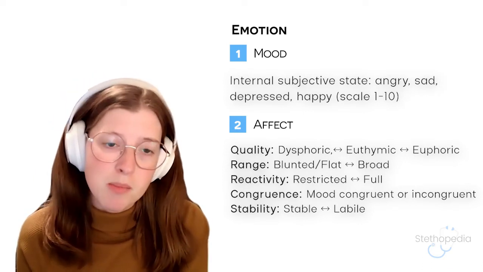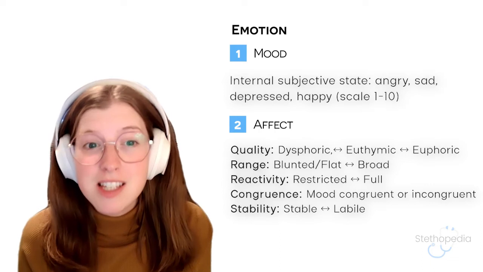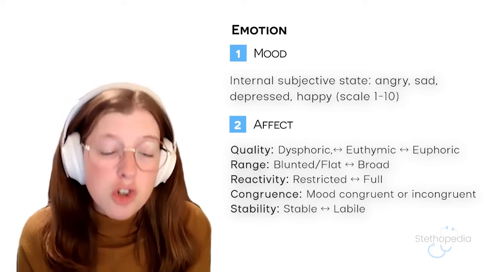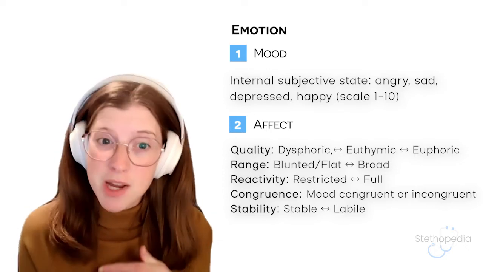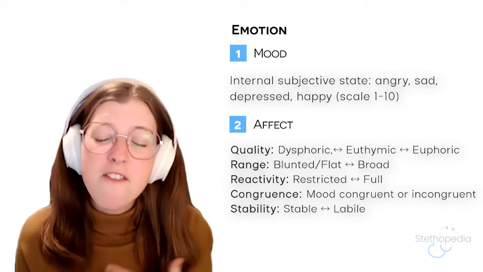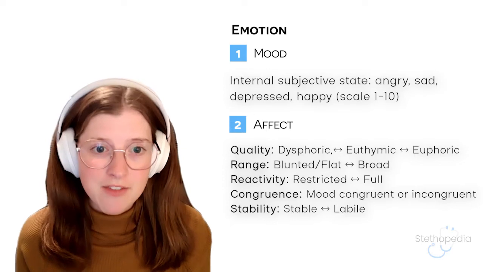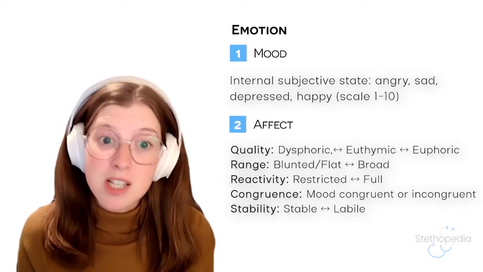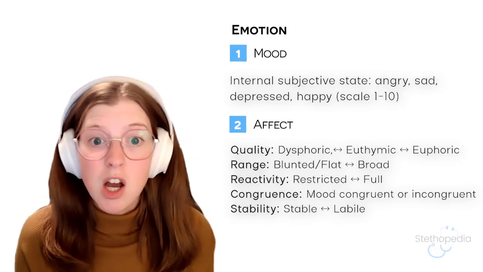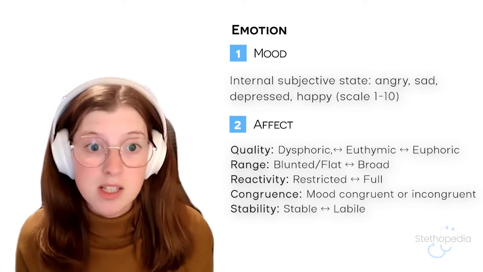The second part of emotion is affect. This is observed, and it is the external manifestation of a patient's emotional state. In other words, how the patient presents. There are 5 elements of affect. The first is the quality of the affect. Do they present in a dysphoric state, a euthymic state, or a euphoric state?